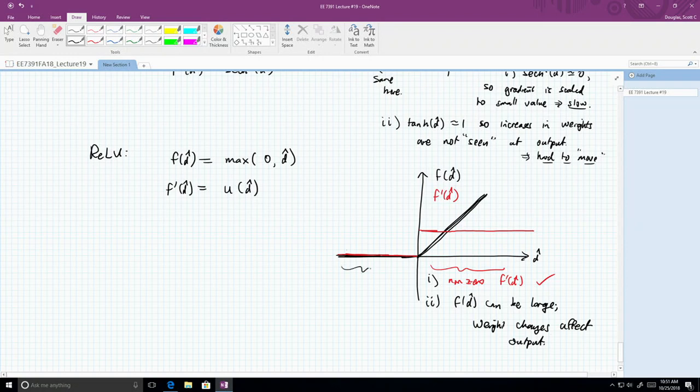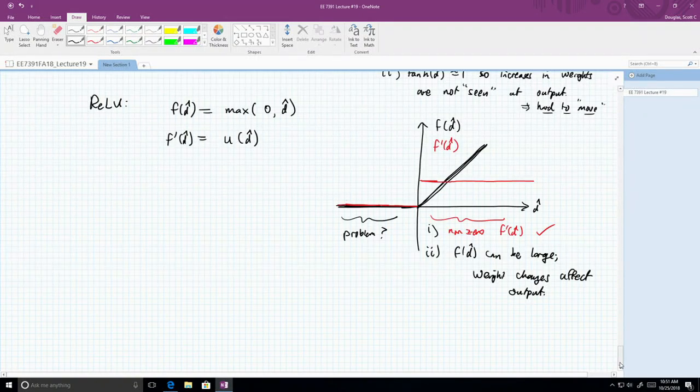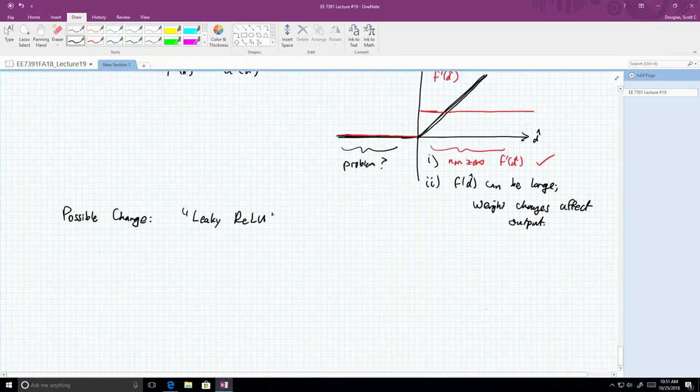Of course, over here, we could have a problem. Or is it? Basically, that's the question. Is there a problem here? It turns out that it's not clear that it's a problem, whether you actually have this be 0 or not. There actually is a possible change that you could make, and it's called a leaky ReLU. What do I mean by leaky ReLU? Well, again, these are names that people have come up with.